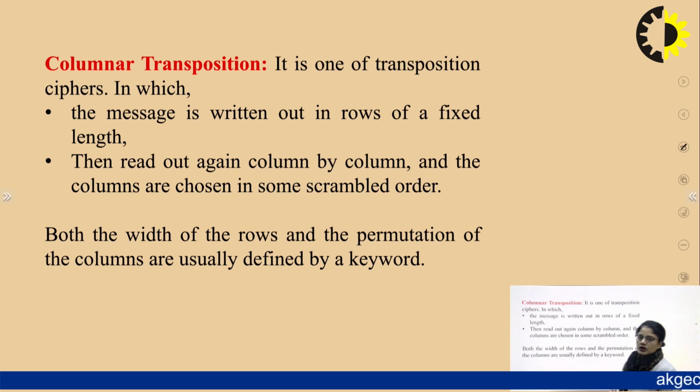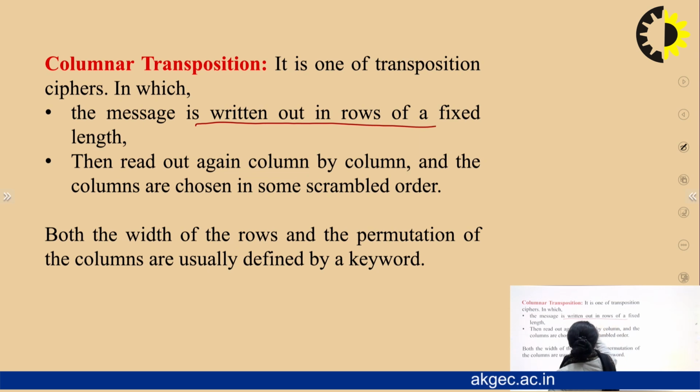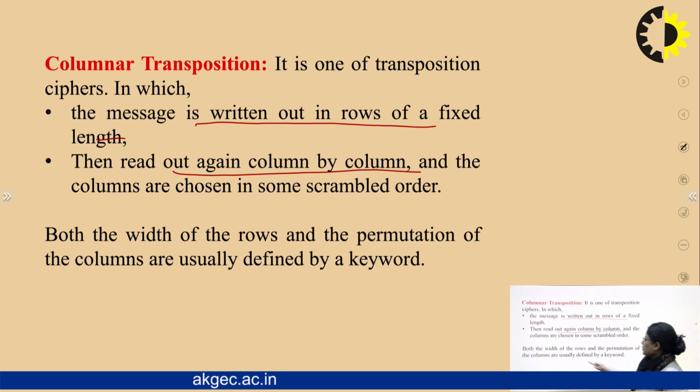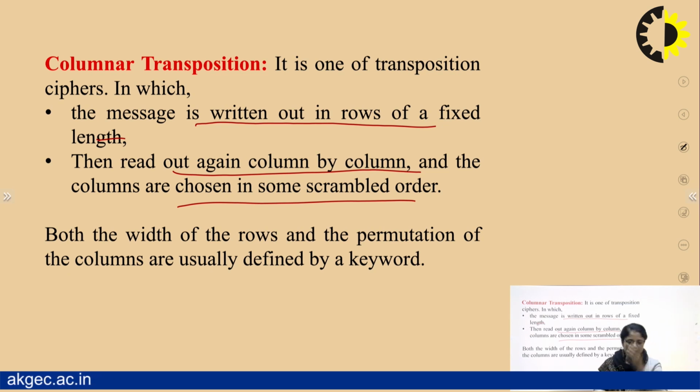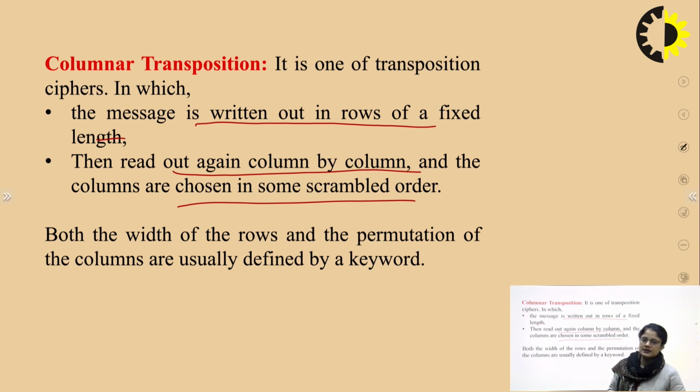In case of columnar transposition cipher, the message that we want to encrypt is written out in rows of fixed length, and then it is read out again column wise, and the columns are chosen in some scrambled order. That decides if you are going for keyed columnar transposition cipher or keyless. If it is keyless, then we choose the columns in increasing order: the first column, the second column, the third column. Or else if it is keyed, then the key will decide in what order the columns are chosen.